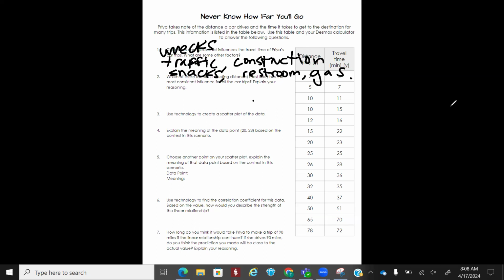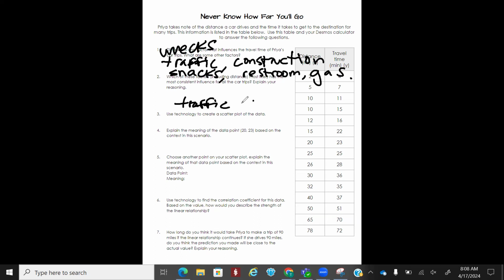All right, so which of these factors, including distance, most likely have the most consistent influence of all car trips? What's the most consistent influence? So what's going to make you super late always? Traffic, okay? And the reason why is because it's unexpected. You can't plan for it, right? But there's always traffic somewhere. Like there's 1.5 million people in Gwinnett. There's always going to be traffic.